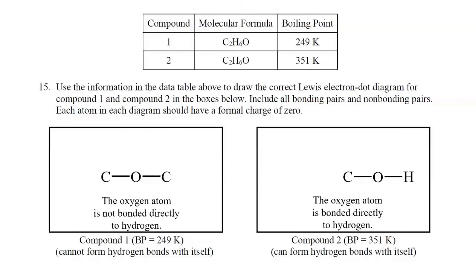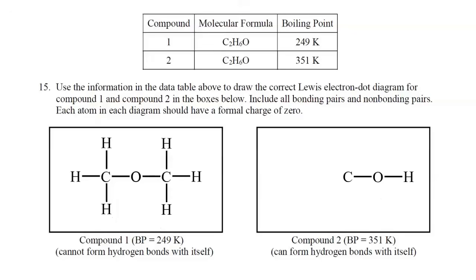Let me go ahead and complete the skeleton structure. I need 6 hydrogens. So there is C2H6O on the left, but that molecule, compound 1, cannot form hydrogen bonds. And then on the right, C2H6O, that molecule can form hydrogen bonds with itself. Remember to include all of the non-bonding pairs of electrons, which means I need 2 lone pairs of electrons on the oxygen in each of these Lewis electron dot diagrams. Each atom in each diagram does have a formal charge of 0.